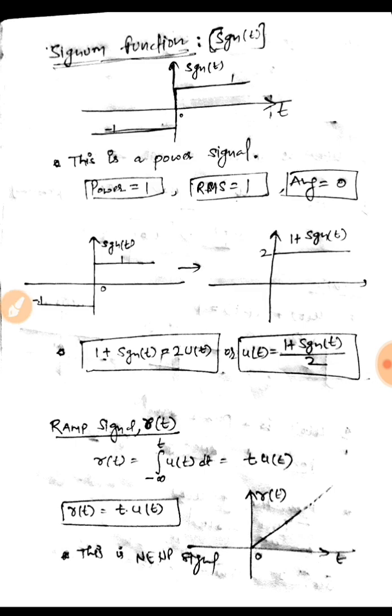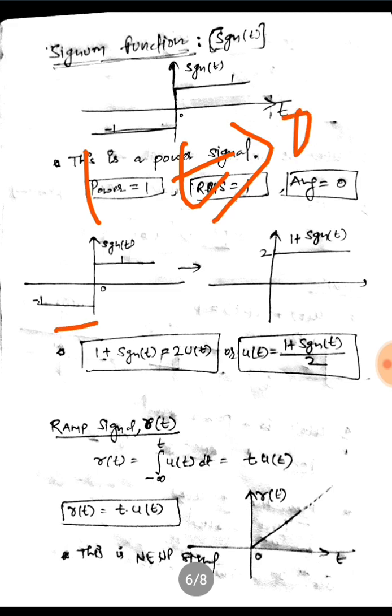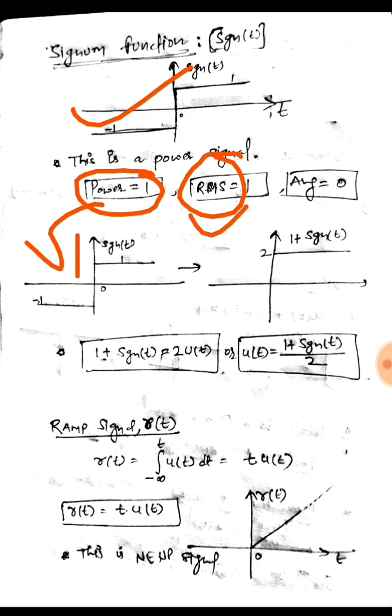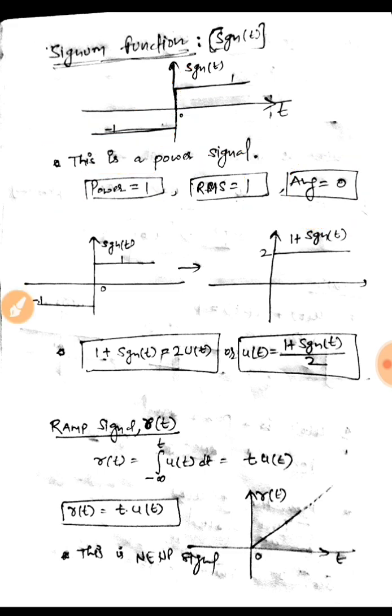Next is the Signum function, which can be drawn as follows: the signal is 1 for t greater than 0 and minus 1 for t less than 0. So this is our Signum function. The power of this signal would be 1, RMS would be the square root of 1, which is 1, and the average is 0, as half of the signal is above the x-axis and half of the signal is below the x-axis. So the average would be 0 for these sorts of signals, in which half of the signal is above the x-axis and half is below the x-axis.